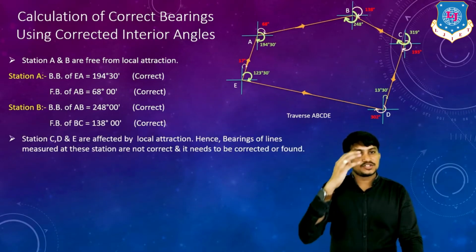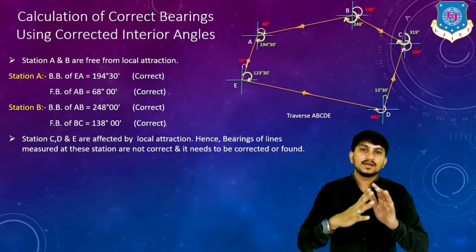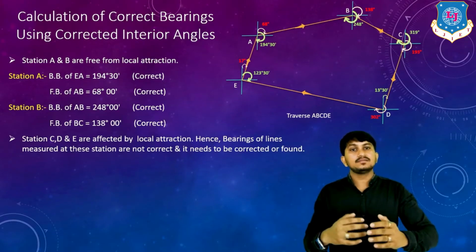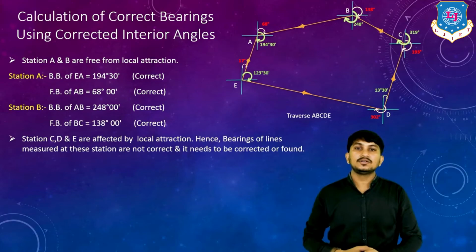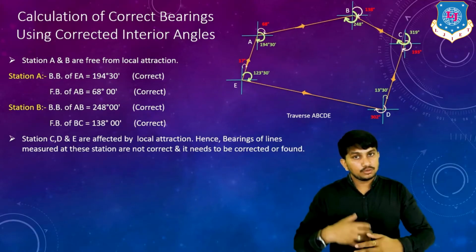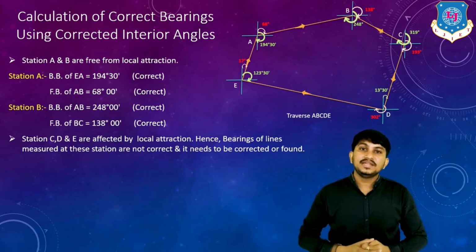Now next, stations C, D and E are affected by local attraction. So the readings taken at these three stations are not corrected. So we have to correct these bearings.